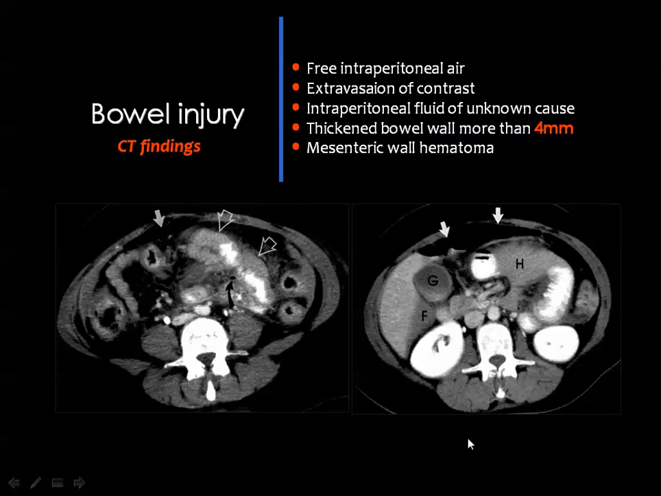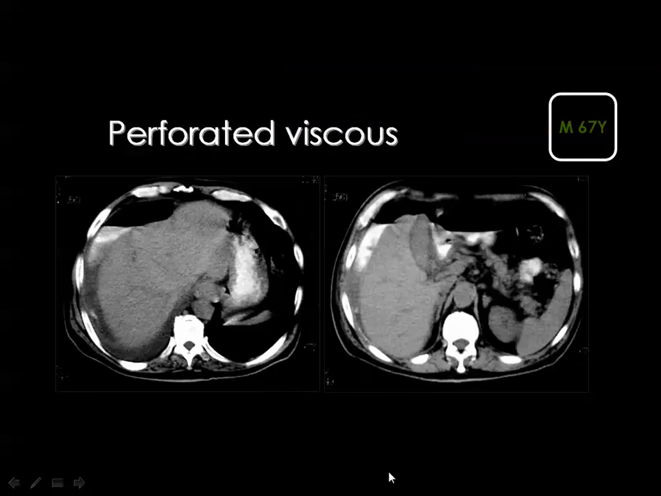And finally, the bowel injury, you can see free intraperitoneal air if the bowel is injured or perforated, extravasation of contrast media, intraperitoneal fluid of unknown cause, thickened bowel loop more than 3 mm in diameter, and the mesenteric wall hematoma.